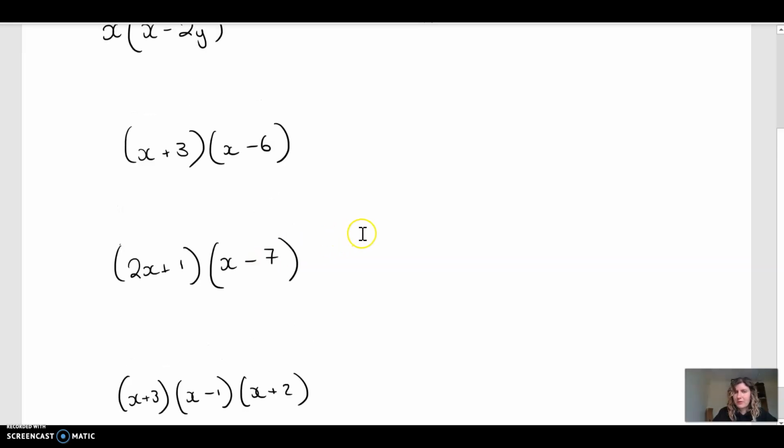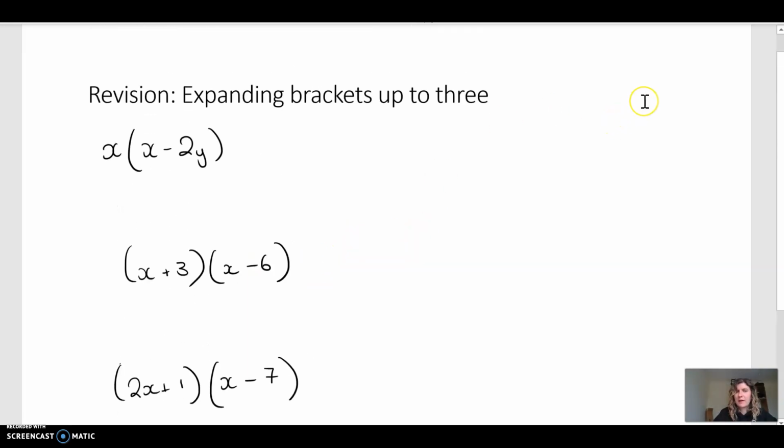Okay, hi all. So we're going to start our first little bit of revision. And what we're going to focus on this morning is expanding brackets up to where you've got 3 lots of brackets. And this might be something you come up with in your exam.